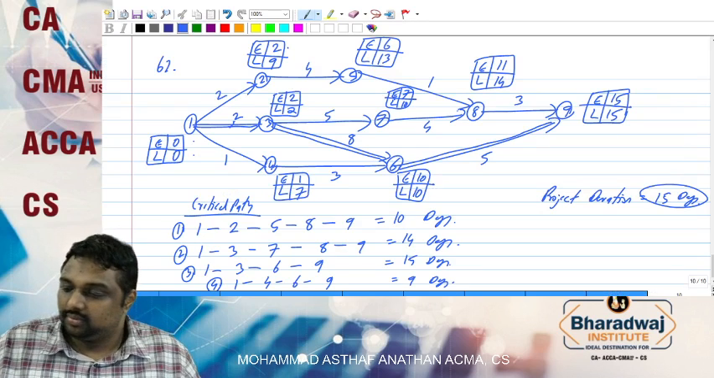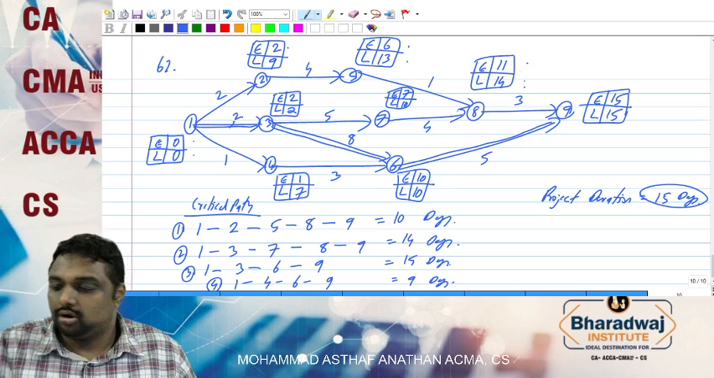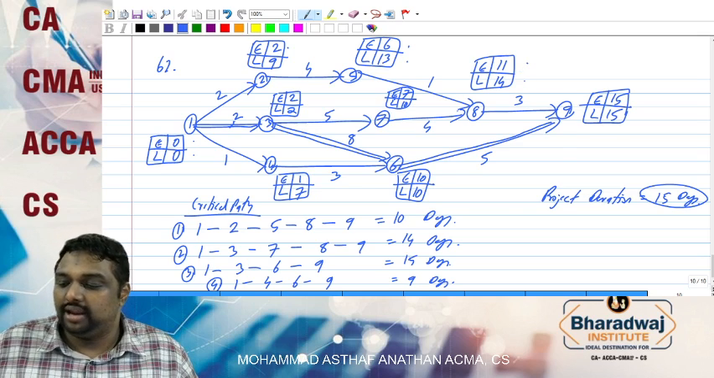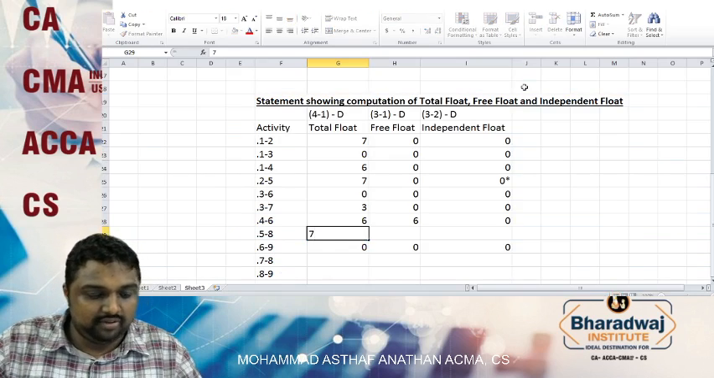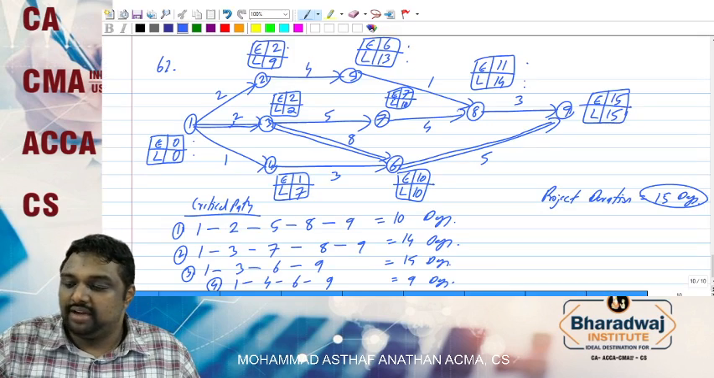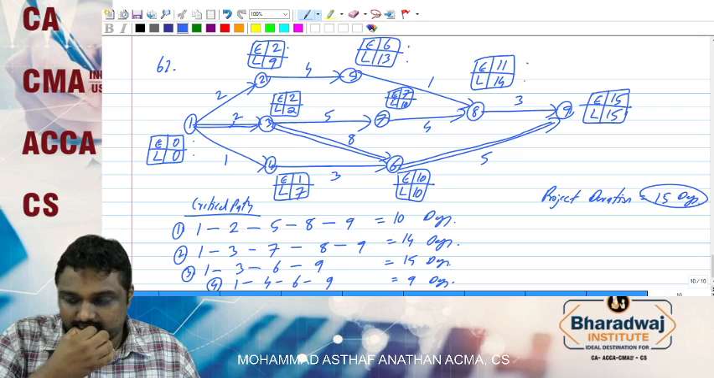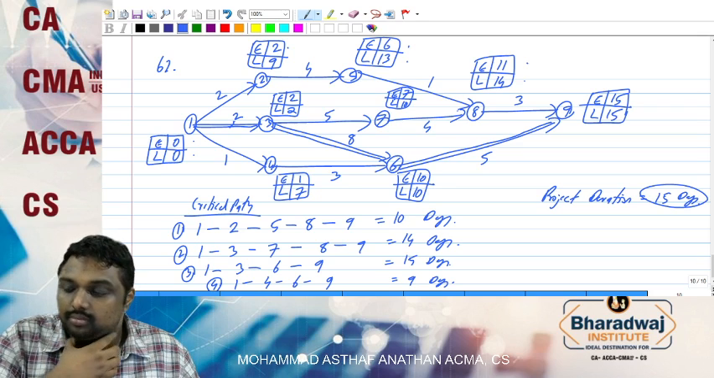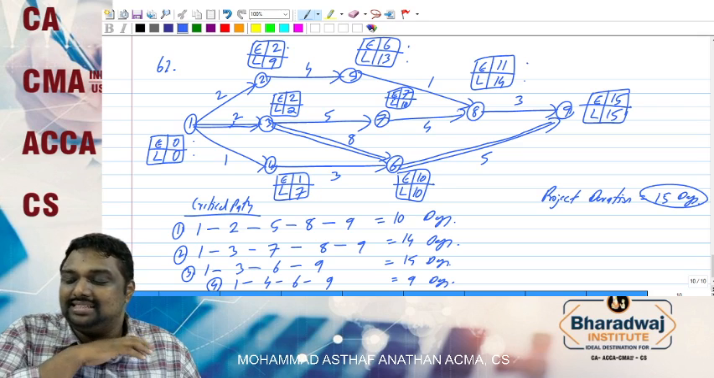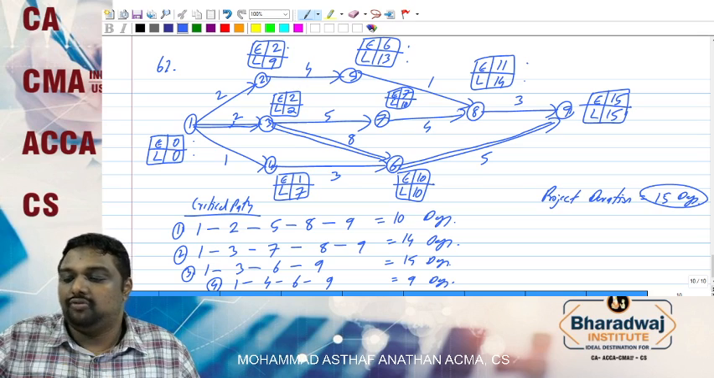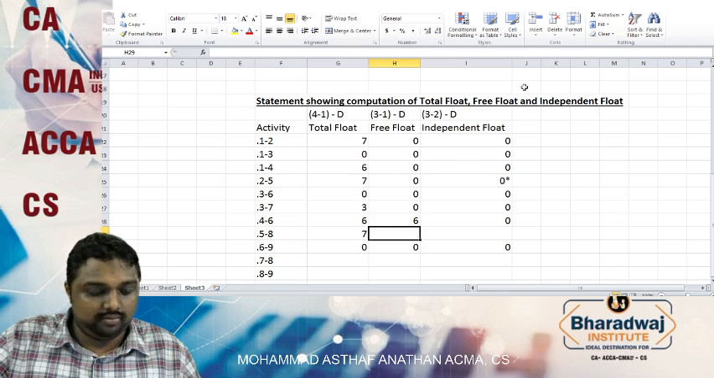Now 5 to 8. How interesting. 1 2 3 4. 14 minus 6 we will have 8. 8 minus 1 we will have 7. 11 minus 6 we will have 5. 5 minus 1 we will have 4.